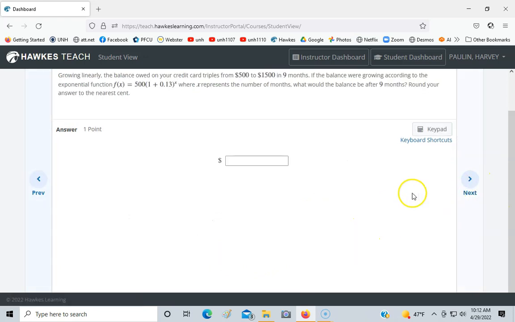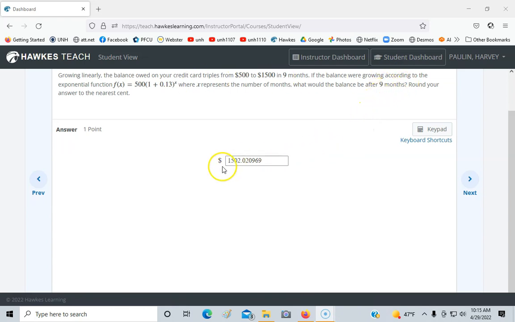Let's go on. Now here they're asking us to do this equation, this function, where our x value, which is an exponent, will be 9 months. And they want us to round the answer to the nearest cent. All right, I'm going to put that into my calculator to get the answer. So using my calculator, I put in 500. Then I added these together. I got in parentheses 1.13, close parenthesis, and then caret, put the exponent in of 9.